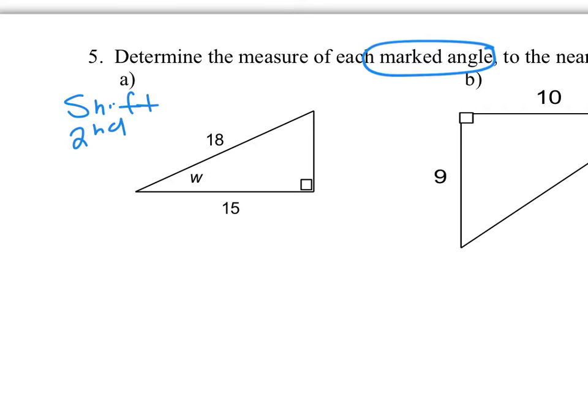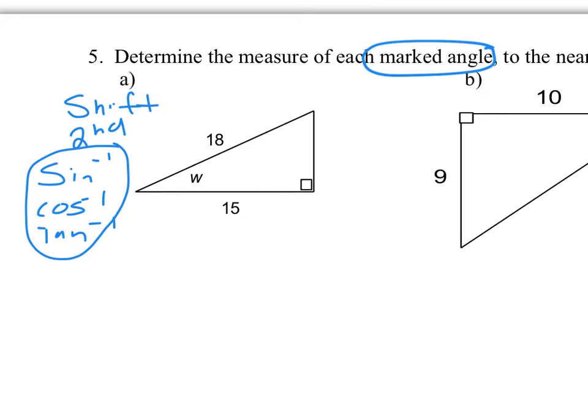So if you look at your calculator, above your sine, cos, and tan button, you should see sine to the power of -1, cos to the power of -1, and tan to the power of -1. These are the buttons that you need to use or activate in order to solve for an angle. So let's look at that now.